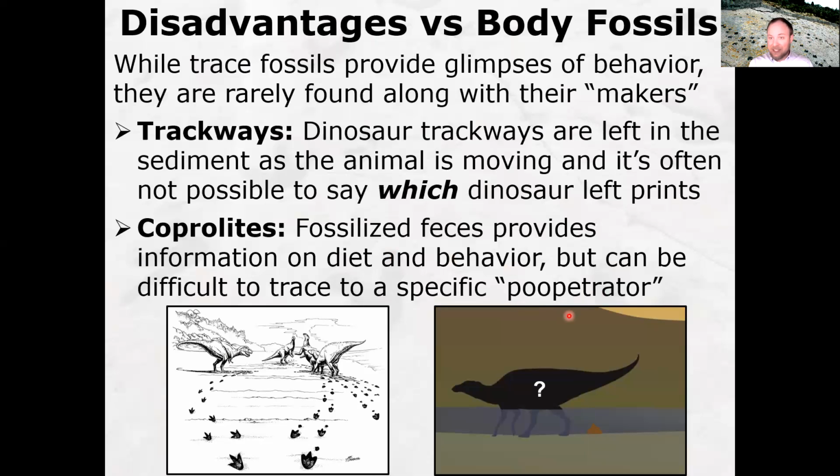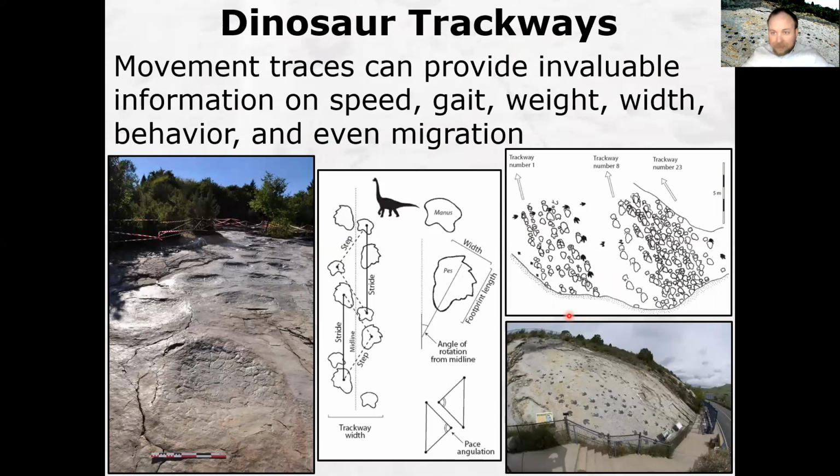So these are some disadvantages. While we might be able to get a lot of information on whichever dinosaur left the trace, we might not know which dinosaur that was. So let's take a look at trackways first.